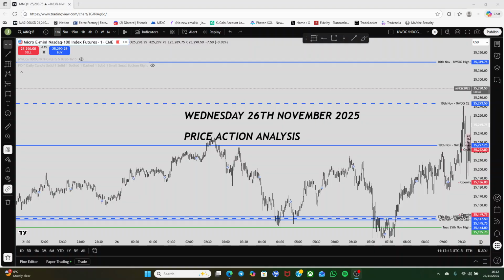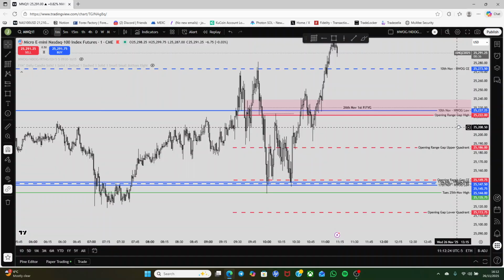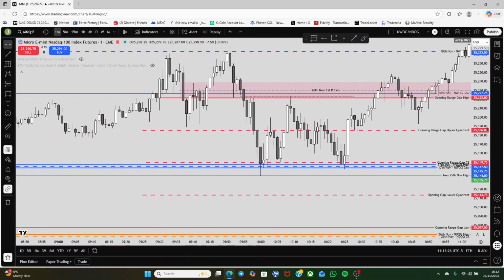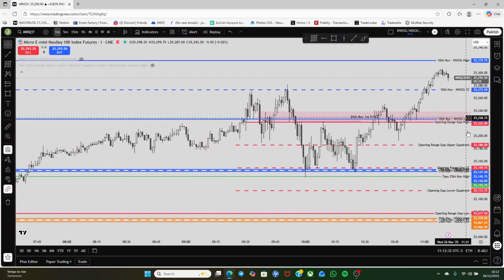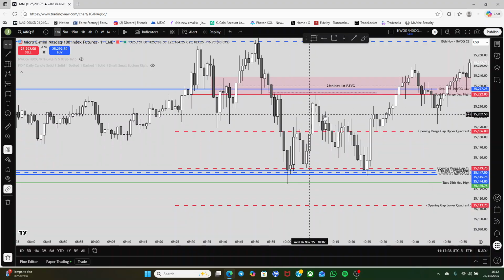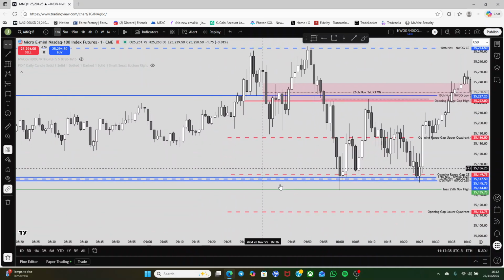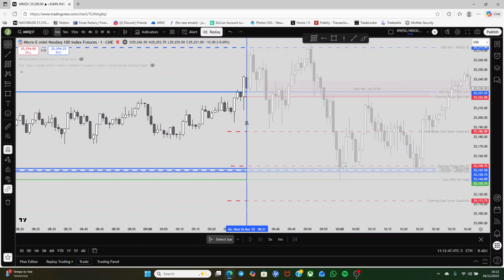It's another tape reading session. We're going to go through price action in the AM session, it's Wednesday the 26th of November. Let's get into it. Prices, we're still quarter past 11 in Eastern time, so still relatively early on. We're approaching the lunch hour, but price action today, we are going to go over it.